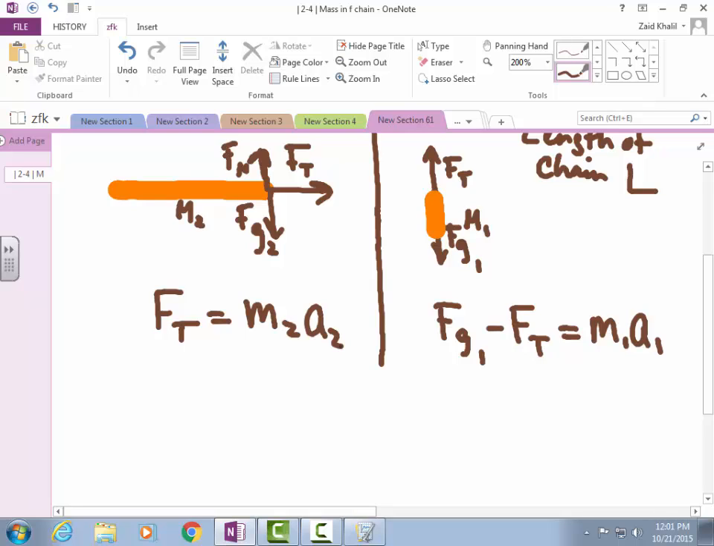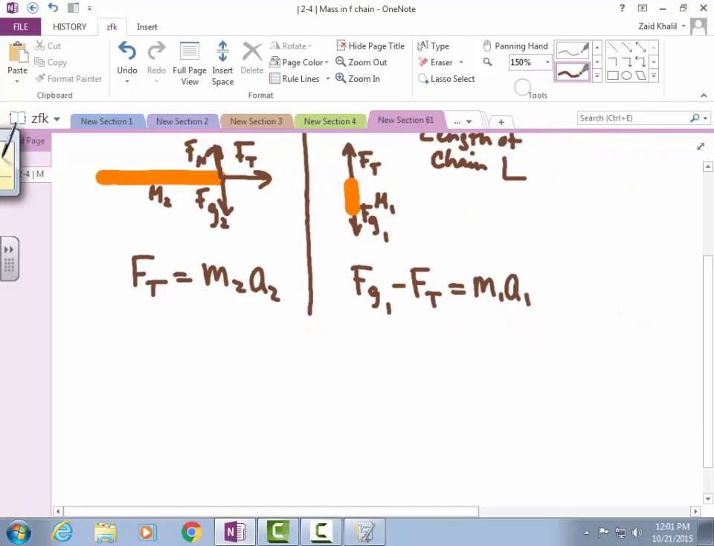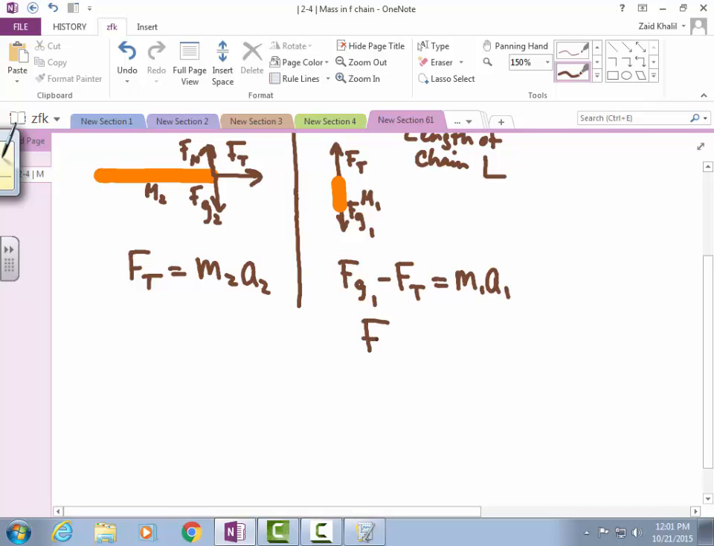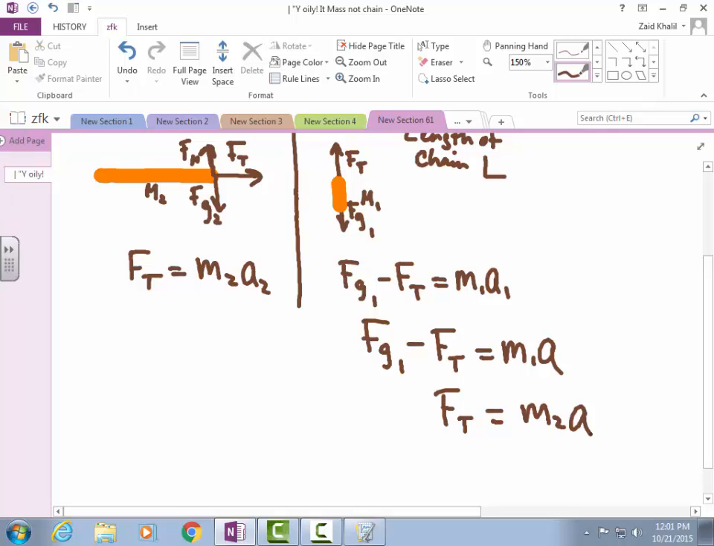So here are our two equations. And so I might even replace this. I might even say, you know what? This is Fg1 minus Ft equals M1A. And this one is Ft equals M2A. Anyone who did the derivation should recognize this. What does this look like? It looks just like the table without friction, right? This is it.